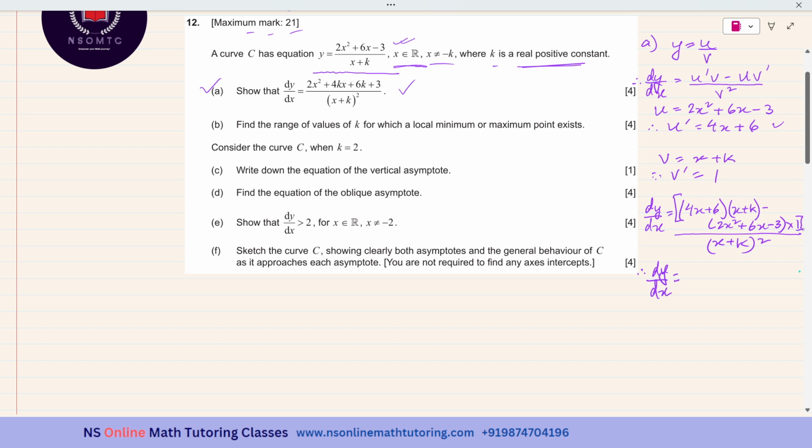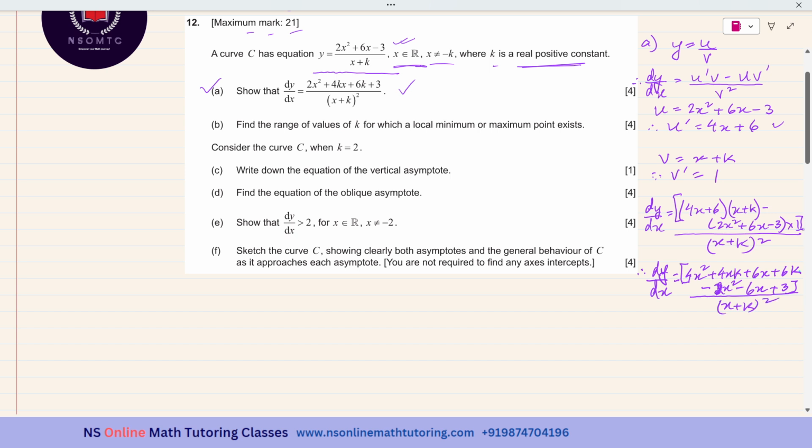So therefore, dy by dx is equal to, now we have to expand. It is 4x times x is 4x squared plus 4xk plus 6x plus 6k minus 3x squared, not 3x squared, 2x squared, sorry, minus 6x and plus 3, over x plus k whole square.